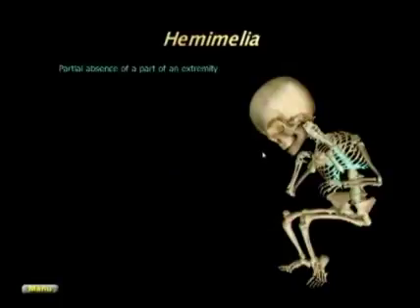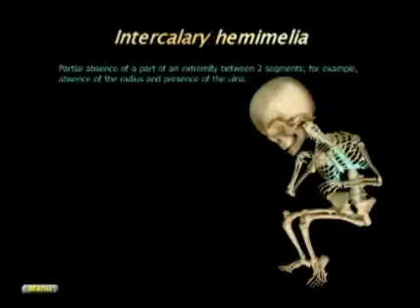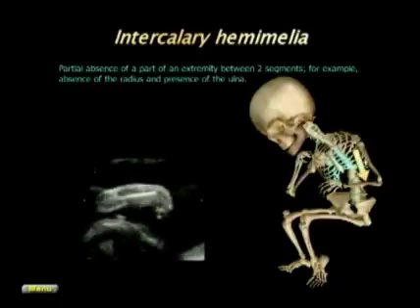A hemimelia means that there is a partial absence of part of an extremity. For instance, here we're missing the humerus. But one of the most common forms of hemimelia is the intercalary hemimelia. In intercalary hemimelia, what is absent is one of a pair of bones. Remember that all the limbs, this was part of the evolution theory, and one of the findings of Darwin was that all the limbs are made of one bone, two bones, a bunch of little bones, and then digits. Well, this is the absence of the second bone of the series. So here we are missing, for instance, the radius of the ulna.